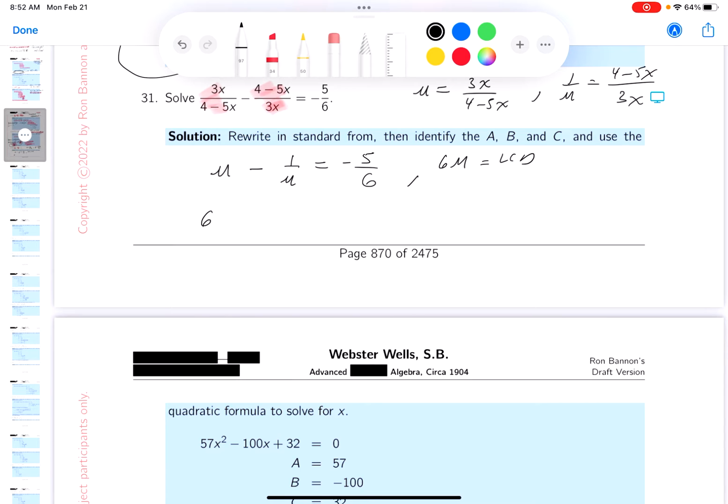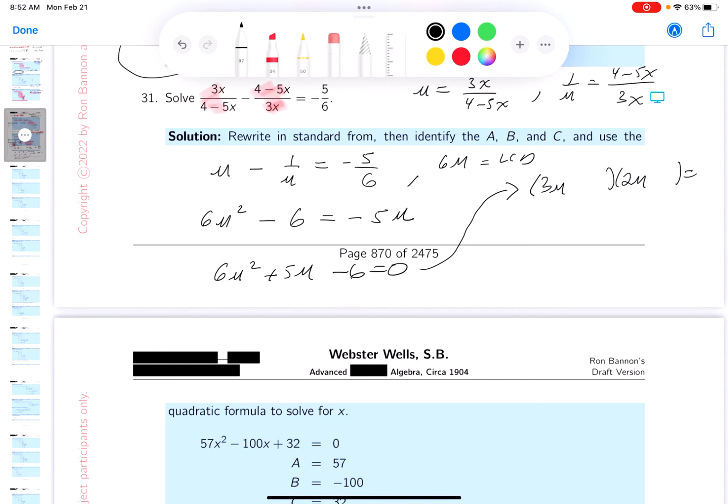What do you get? 6u squared minus 6 equals minus 5u. All right, I think I did okay. 6u squared plus 5u minus 6 equals 0. And you know I'm going to try to avoid the quadratic formula. And let's see what we get over here. I'm kind of looking at it. I'm going to say maybe 3u and 2u. And then I'm going to say 3 and 2. And I'm going to say plus minus.